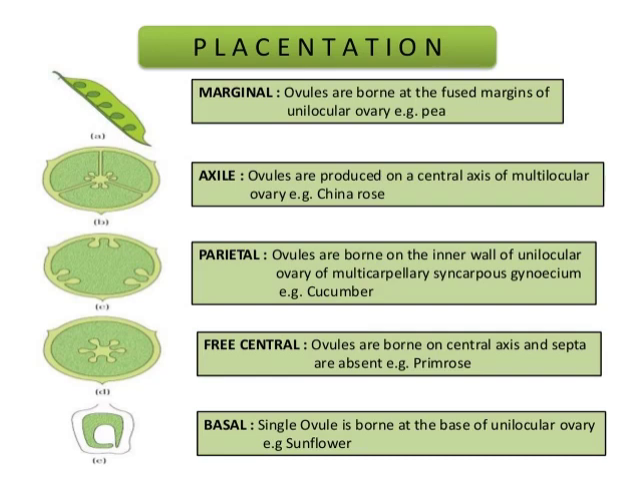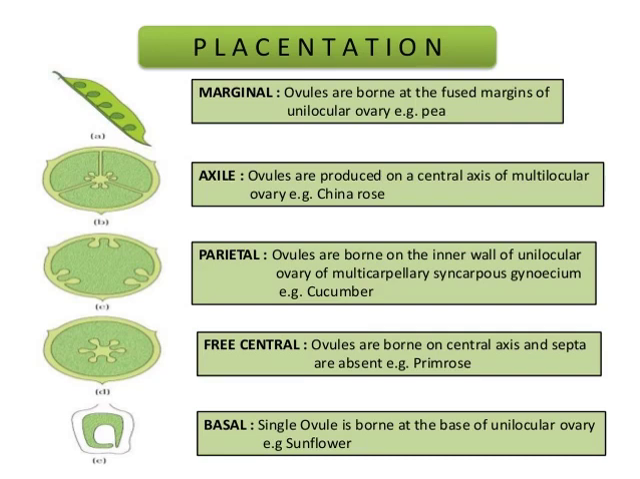First is marginal. In this case, the placenta is formed along the fused margin of the ovary, and the gynoecium is monocarpellary or polycarpellary, and it may be apocarpous.